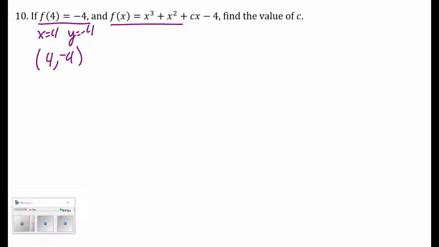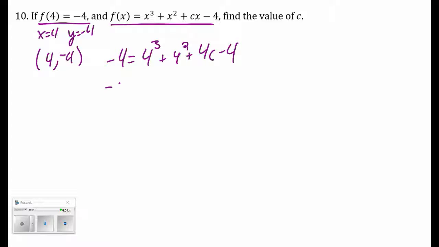Here is f of x. Here's the function that we're talking about. Find the value of c. Find this unknown value for c. So if I plug in x equals 4, I should get out negative 4. So 4 cubed plus 4 squared plus 4 times c, so plus 4c minus 4, has to equal negative 4.